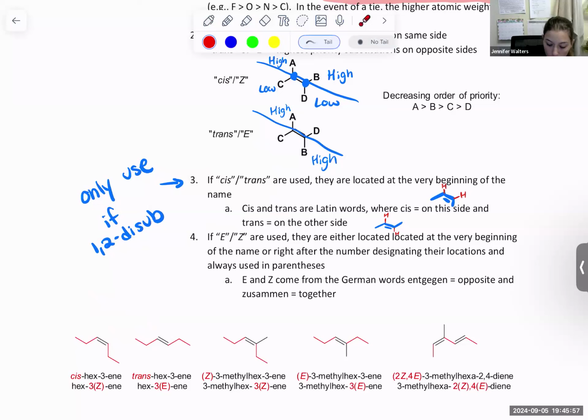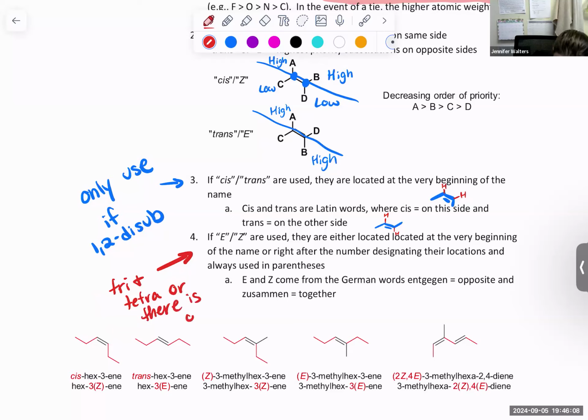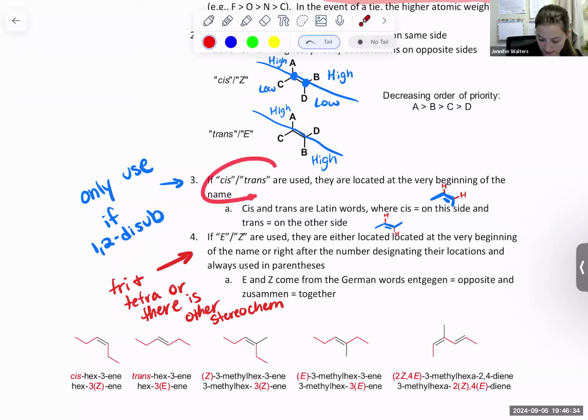E and Z are used for our tri and tetra substituted, or there is other stereochemistry. So other stereochemistry will involve R and S assignments. So if you have chiral atoms using an R and S assignment, then you have to use E and Z as well. So we will just use the same convention, the same one letter convention. Otherwise, you would just do cis and trans if it's 1,2 disubstituted, or E and Z if you are tri or tetra substituted.